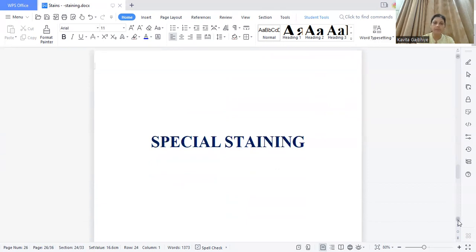Now, after that, I am coming to the point: what is special staining? Positive staining and negative staining both come under the category of simple staining process, or we can say positive is direct and negative is indirect staining. After that, in another classification, we have already taken differential staining and then acid-fast staining. Now I am taking the special staining process.